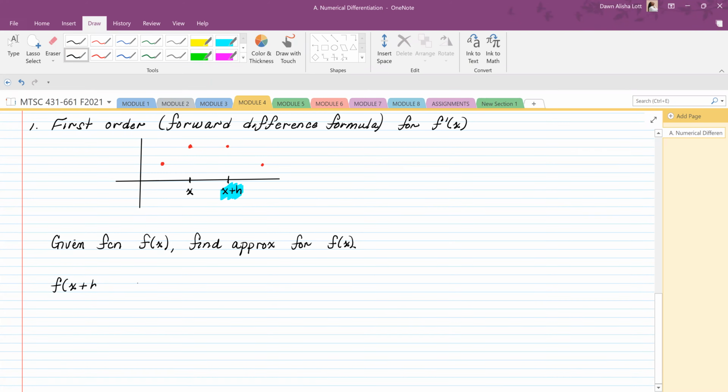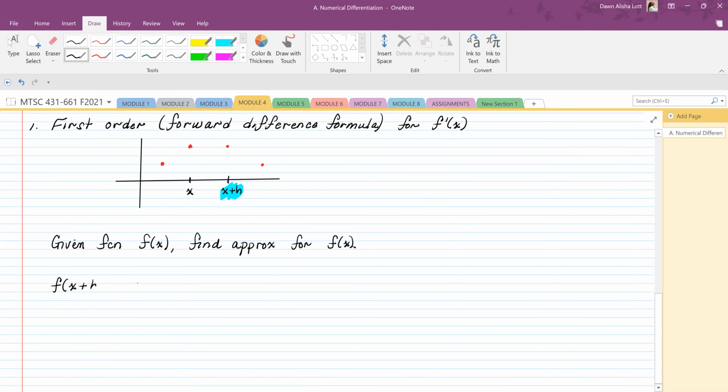So now I need f at x plus 2h. So this is f at x plus f prime at x times 2h plus f double prime at x times 2h squared over 2 factorial plus f triple prime at x times 2h cubed over 3 factorial plus the fourth derivative at x times 2h to the fourth over 4 factorial plus dot, dot, dot. Okay, so now here is where life gets fun.